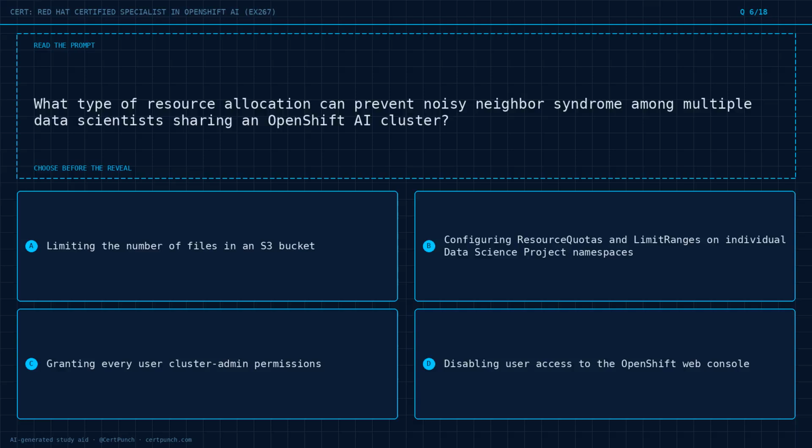Lock in your pick before the reveal. The correct answer is option B. Configuring resource quotas and limit ranges on individual data science project namespaces.